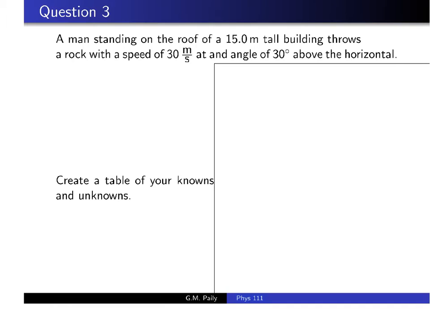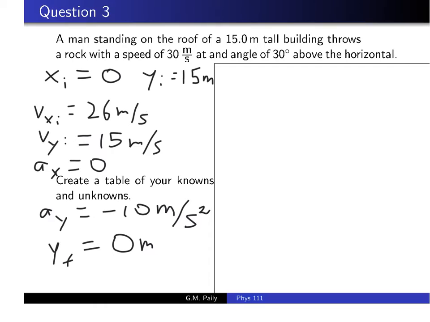Here we have listed all the information that we could get from the problem. We take the building to be the starting point along the x-axis, and so x initial is equal to 0 meters. We take ground level to have a height in the y direction of 0 meters, and so y initial at the roof of the building is 15 meters. We have previously calculated Vx initial and Vy initial. We know that Ax is 0 because there is no acceleration in the x direction, and that Ay is negative 10 meters per second squared.